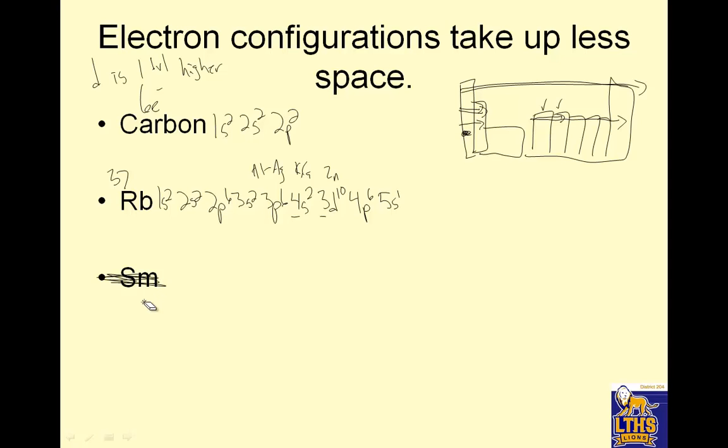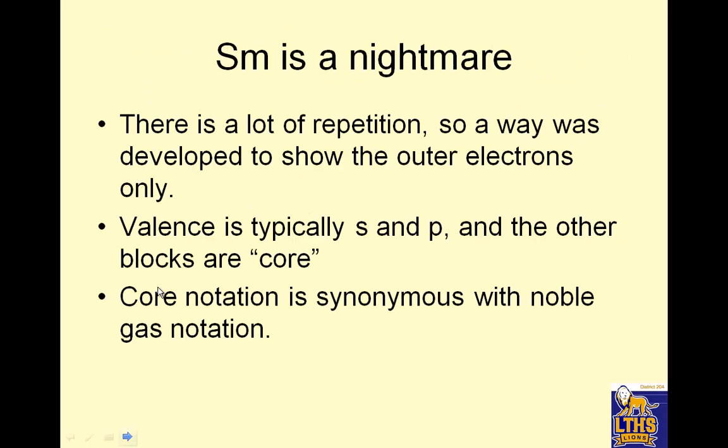Okay, I thought I got rid of Sm, and I meant to. But no, that's okay, because the next thing I talk about is right here. Sm, I don't even know where Sm is. Oh, Sm is number 62. Sm is a nightmare. There's a lot of repetition, so a way was developed to show the outer electrons only. Outer electrons, hey, those are valence. Valence electrons, hey, that's the outer electrons. It's typically s and p, and the other blocks are core. Core notation is synonymous with noble gas notation.